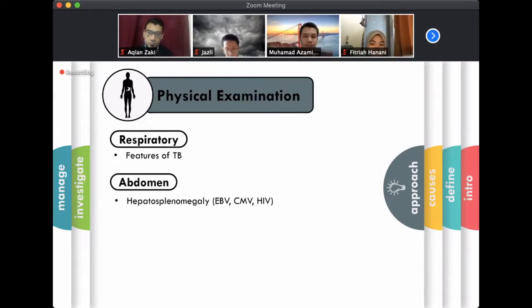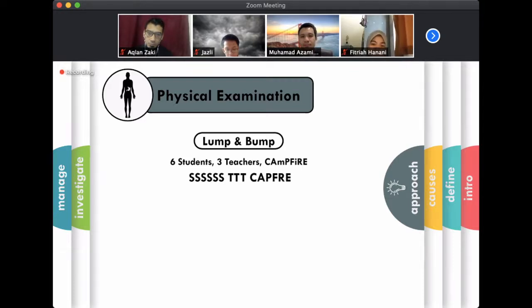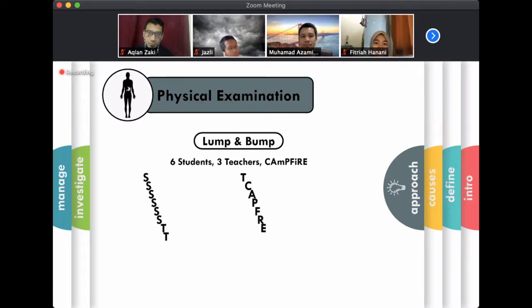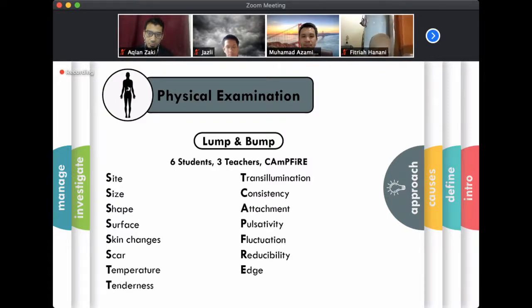So for the lump and bump examination, just remember the mnemonic, 6 students, 3 teachers go to the campfire, which consists of site, size, shape, surface, skin changes, scar, temperature, tenderness, and so on.